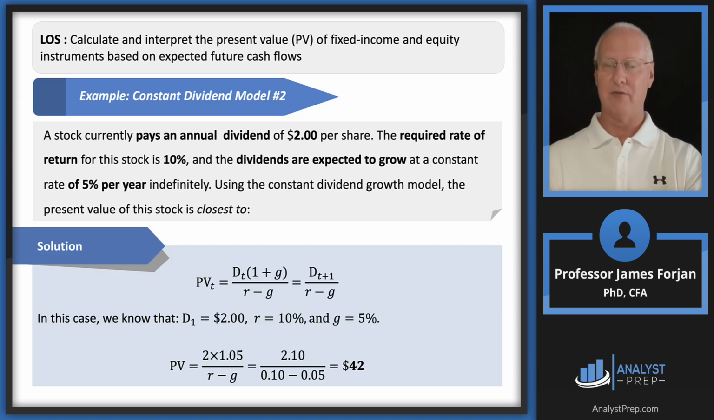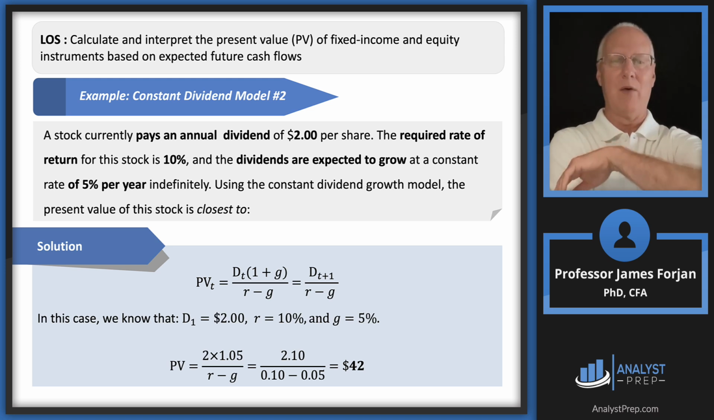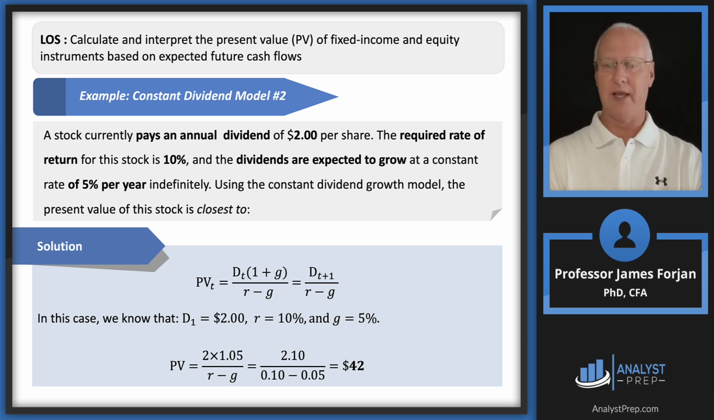In this case, it gives you D0, right? So we need to figure out what D1 is. So look down at the bottom. D0 is $2 multiplied by 1 plus the decimal form of the growth rate. So the dividend today is 2. The dividend a year from now, that's the numerator, that's the input, $2.10, and all we're going to do is divide that by the decimal form of 10% minus 5%. So there we got a price of a share of stock of $42.